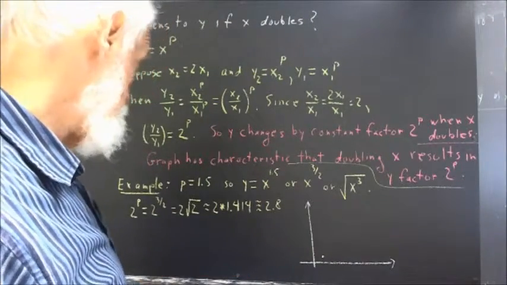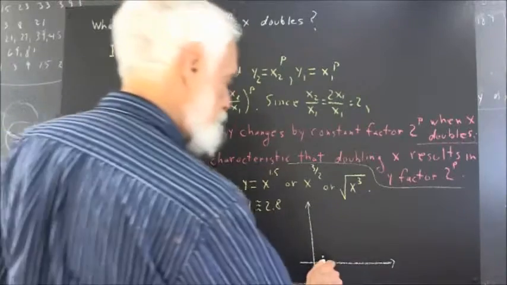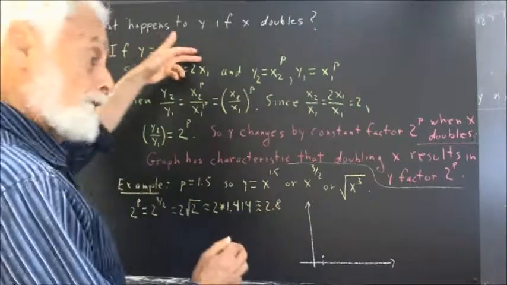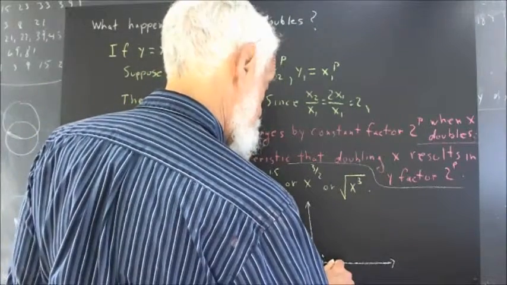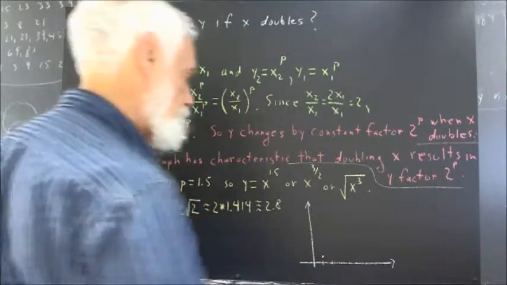And we've seen why that is. Okay, so we want to construct this. Now, here's an x value. If I double that x value, it's going to come out to here. And what's going to happen to y? It's going to increase by a factor of 2.8.